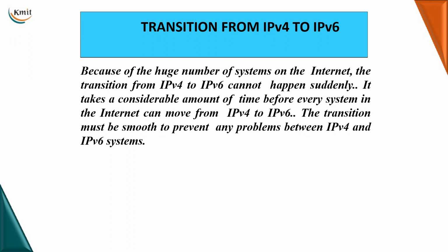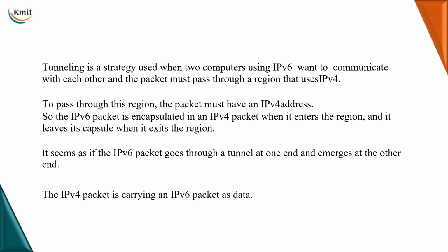Then, coming on to the transition from IPv4 to IPv6. How do I have a smooth transition from IPv4 to IPv6? One strategy is tunneling. When do we use this strategy called tunneling? When I have 2 hosts that are communicating, and both hosts are IPv6 hosts, but the network in which they are connected has an IPv4 region.